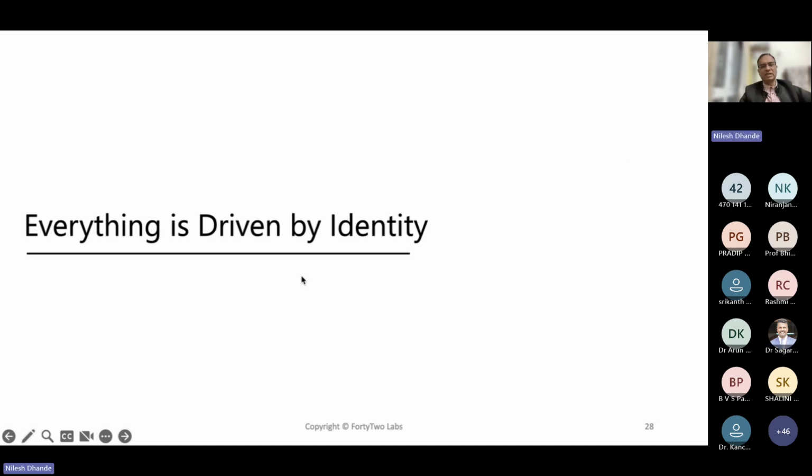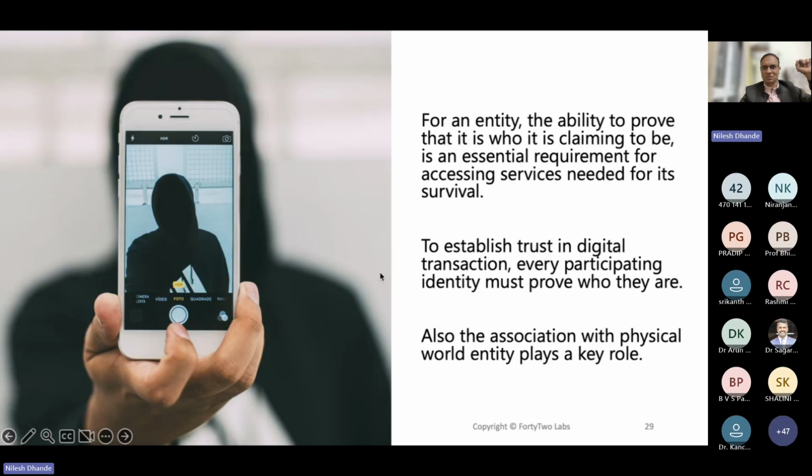So when I say everything is driven by identity, for the beginning of any communication, you need to establish an identity and authentication. Otherwise, communication has no meaning. That is why everything is driven by an identity. Now, what does identity mean? If you look at the identity for an entity, it is an ability to prove that it is who it is claiming to be. It is an essential requirement for accessing the services needed for its survival. Of course, right? If you are not able to prove your identity, you cannot get any services.